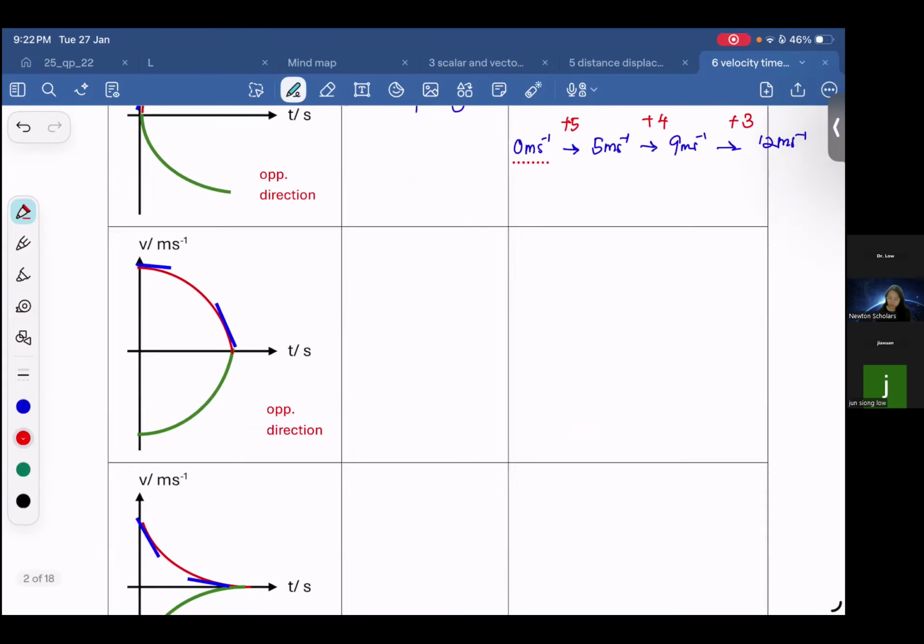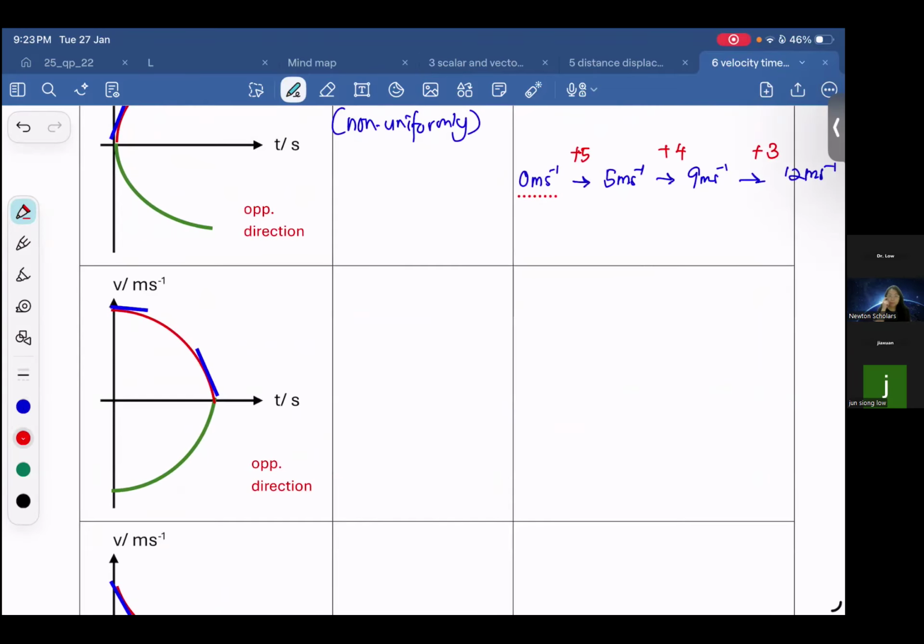Okay, the next one, the graph at here. Can you tell me what happened to the velocity? Velocity decreasing. Okay, velocity decrease. Deceleration, slow down because velocity decrease. Okay, so at here, the front one, how do you describe the deceleration? Constant, increasing, decreasing. So what is your answer? Increasing, very good. Increasing deceleration.